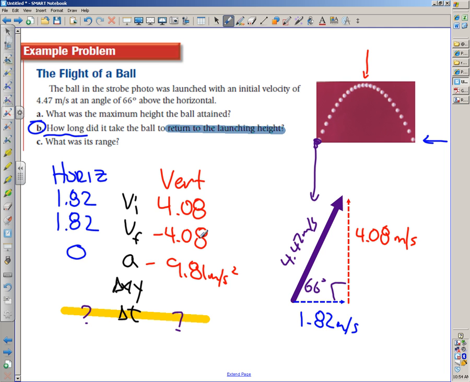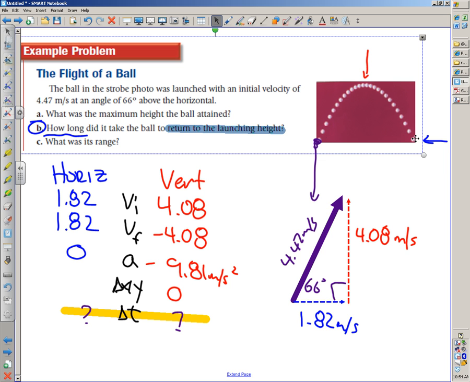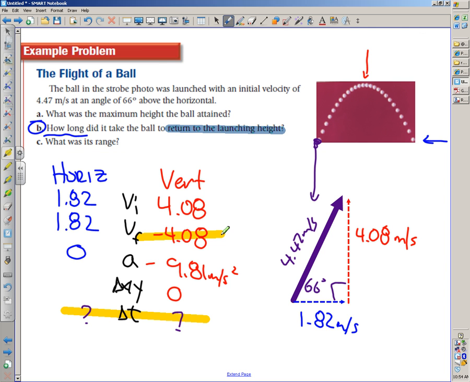The displacement of this ball vertically is going to be 0, because on the vertical side it has gone up, right? And it's come straight back down to the spot where it started. So vertically, its displacement is 0. Does that make sense?